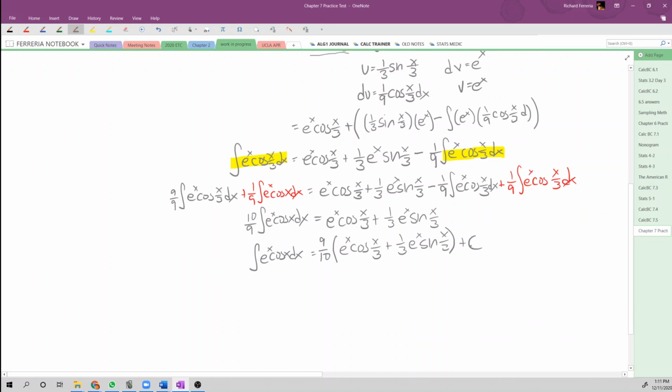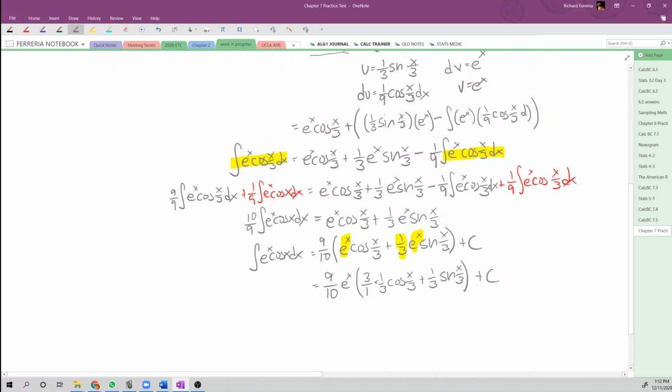Now this is the correct answer, or a correct answer, but most of the time when you see this on a multiple choice question, we're going to see things factored. You'll notice there's an e^x in both terms. We're going to factor that out, and then also we're going to factor out this 1/3. So if we factor all of that out, let's factor out the e^x first. You'll see what I mean.